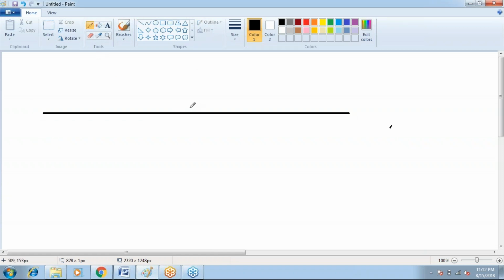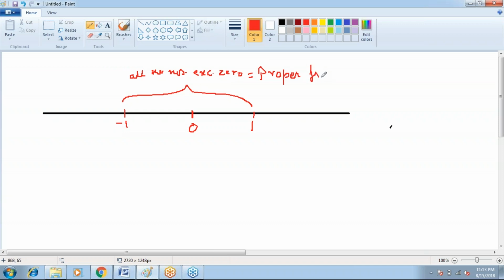So you have to understand that our number line is not divided into two but in four parts. Things between this region, -1 to 1, all the numbers except 0, they are called proper fractions. Now this is a term that GRE or GMAT will never use, but we use it in our schooling. So proper fractions are what?